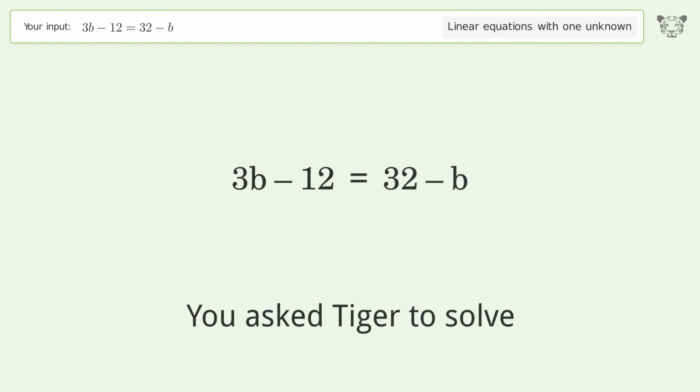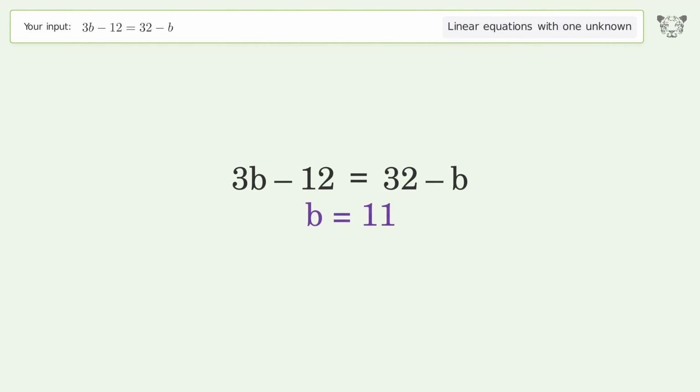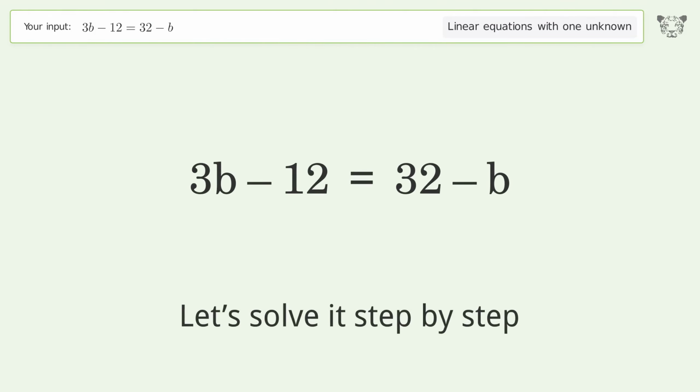You ask Tiger to solve. This deals with linear equations with one unknown. The final result is b equals 11. Let's solve it step by step.